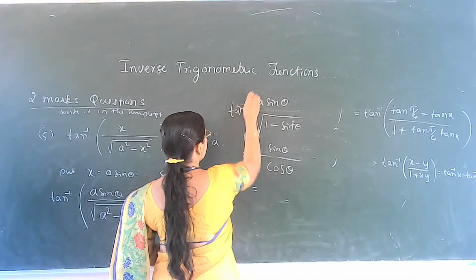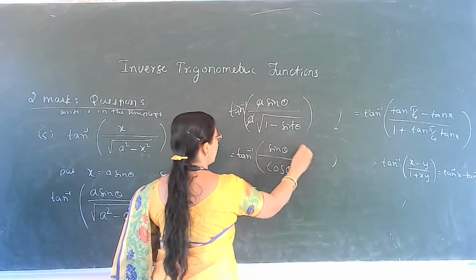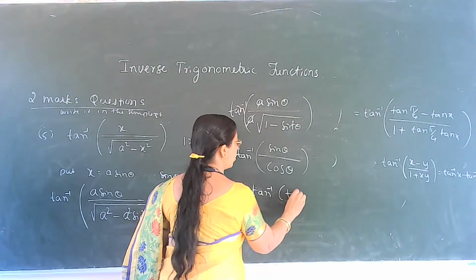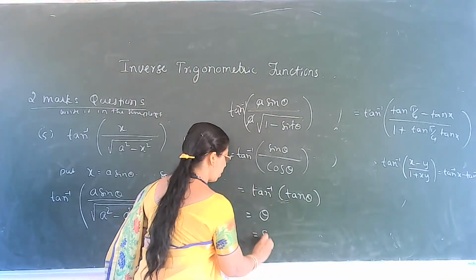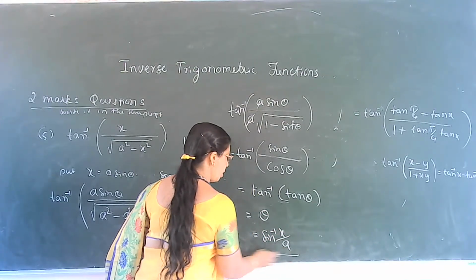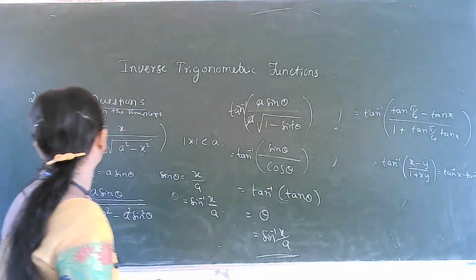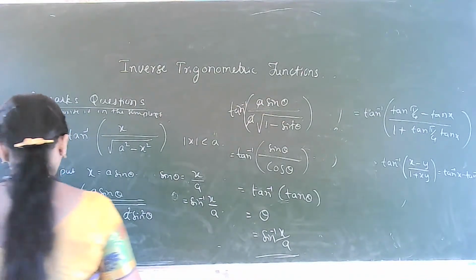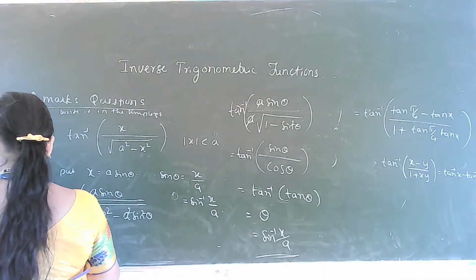Tan inverse of tan theta is equal to theta. Theta is equal to sin inverse of x by a, which is the simplest form of the given inverse function. Then we shall go to the next problem.